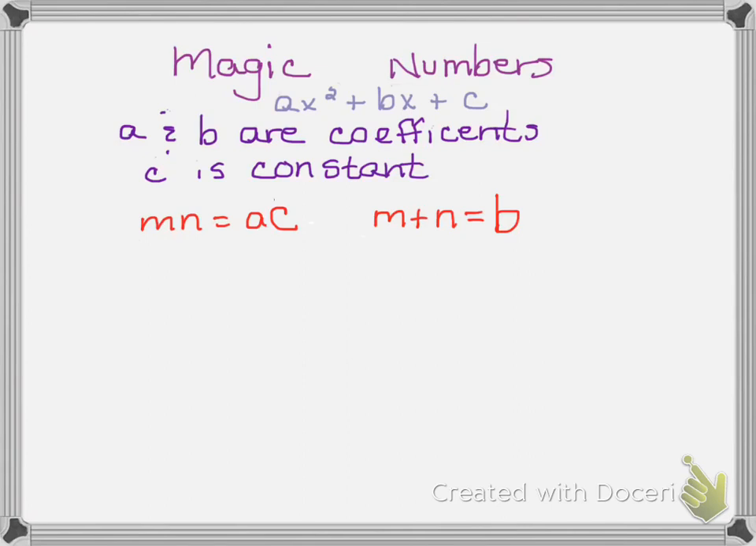So we have to think up two numbers where, when multiplied, it's whatever a times c is, and if those same two numbers are added, it would equal b. The reason why I have MN is the acronym for magic numbers.